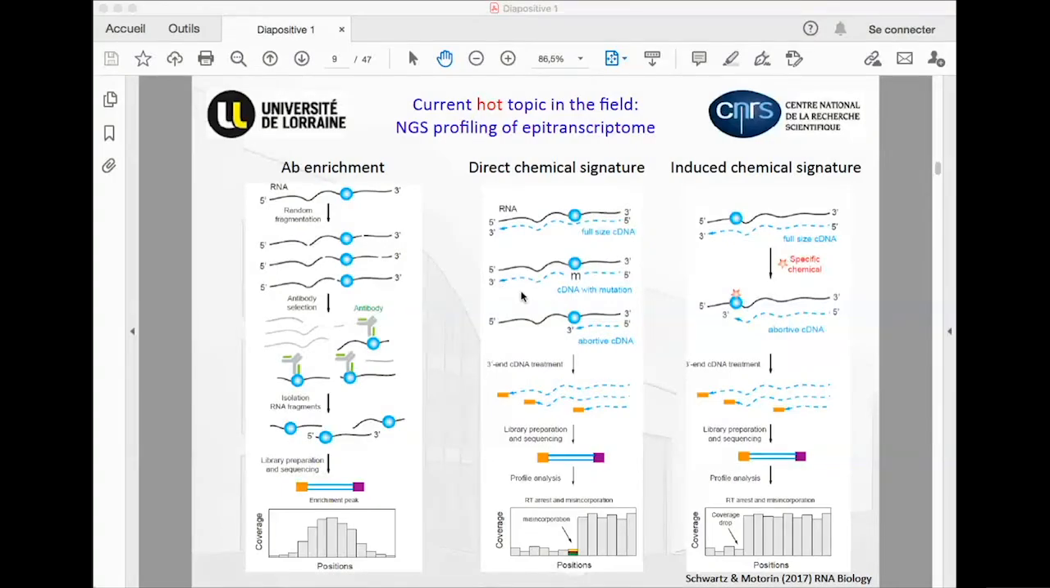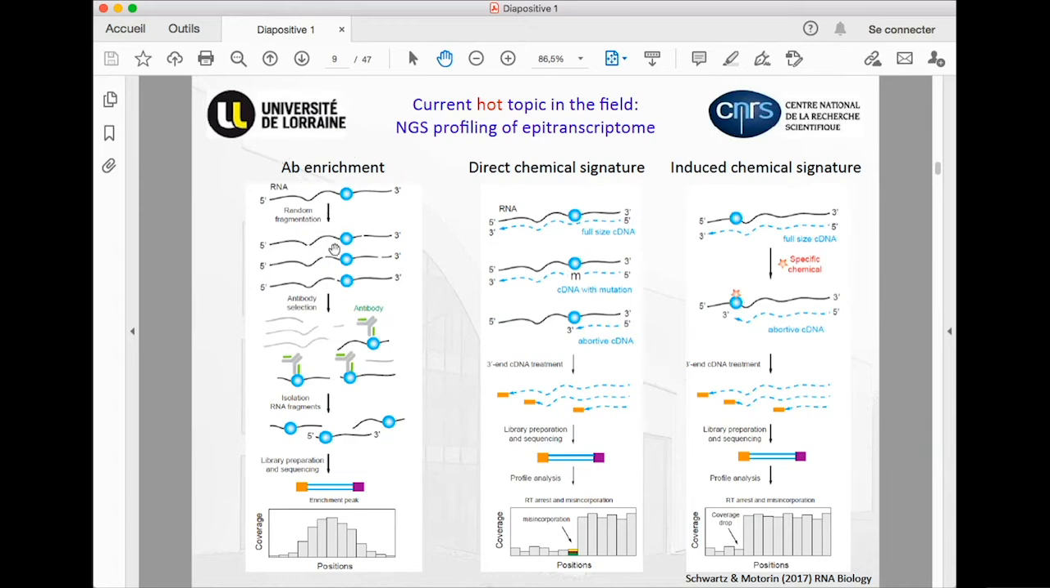So detection of RNA modifications is currently a very hot topic in the field of epitranscriptomics. Several approaches were proposed for this analysis. The most popular methods are based on antibody enrichment.